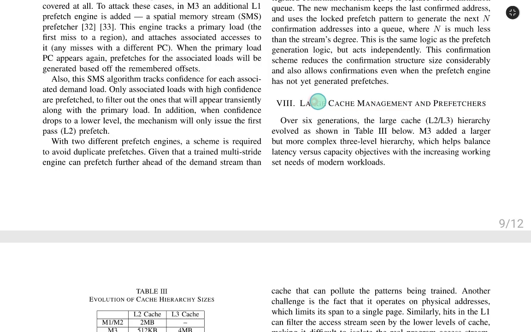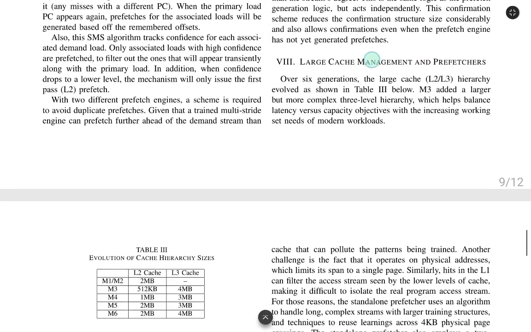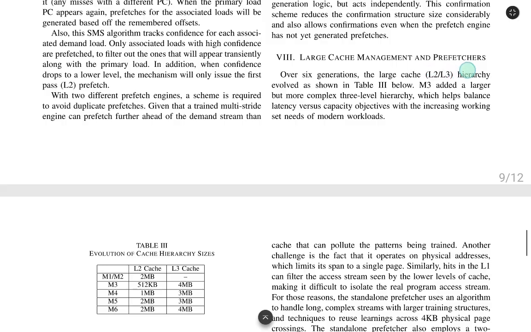Section 8. Large cache management and prefetchers. Over 6 generations, the large cache hierarchy evolved as shown in Table 3 below. M3 added a larger but more complex 3-level hierarchy, which helps balance latency versus capacity objectives with the increasing working set needs of modern workloads.